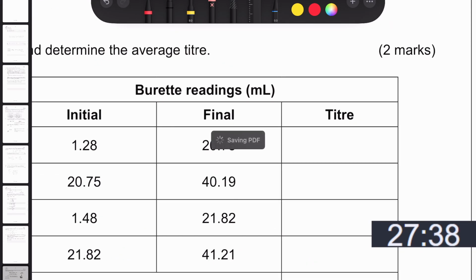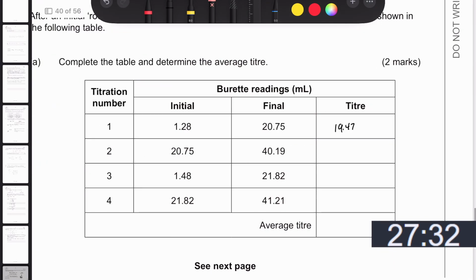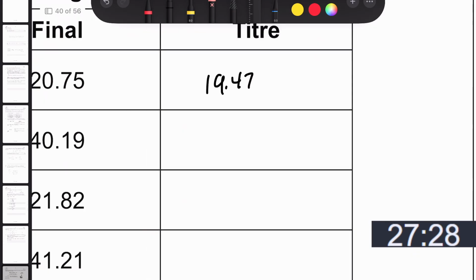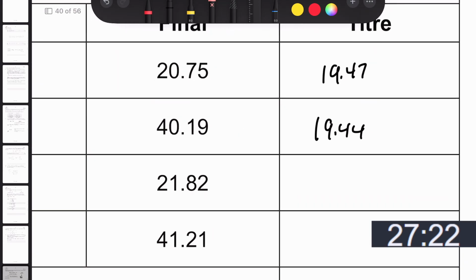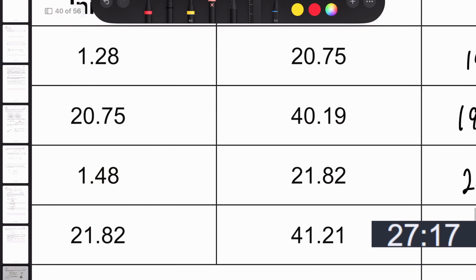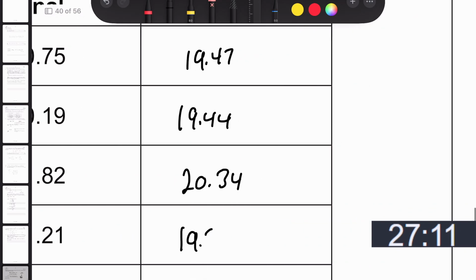So 20.75 minus 1.28 is 19.47. 40.19 minus 20.75 is 19.44. 21.82 minus 1.48 is 20.34. Then 41.21 minus 21.82 is 19.39.